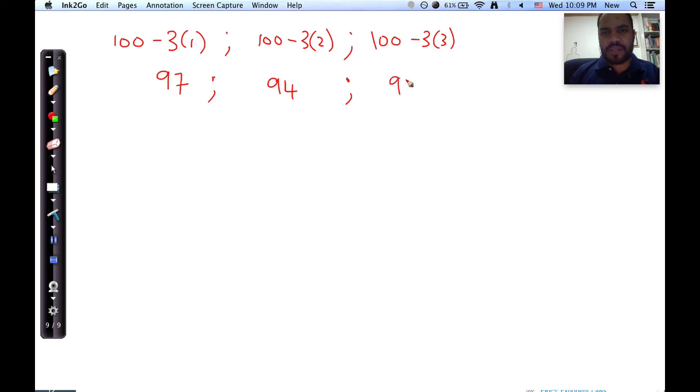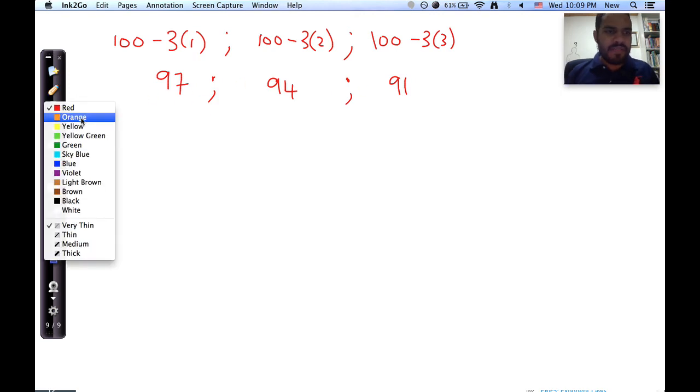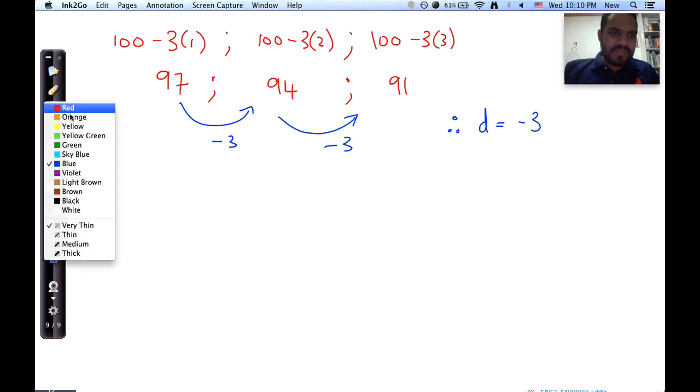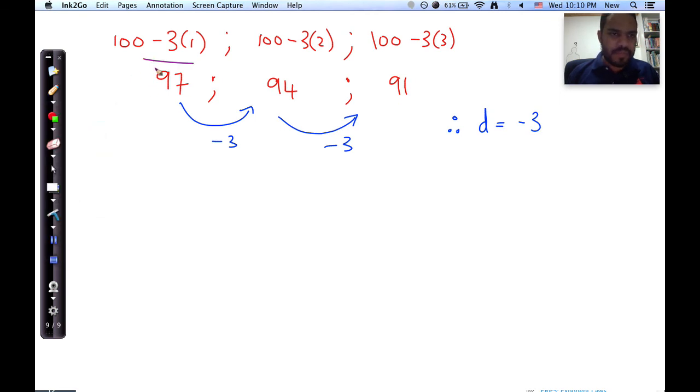Okay, so there's my sequence. And clearly from here I can now determine that from there to there I am subtracting 3. Therefore I conclude that d, or the difference, is equal to negative 3. Similarly, I can see over here that my first term is 97, and therefore a equals 97.